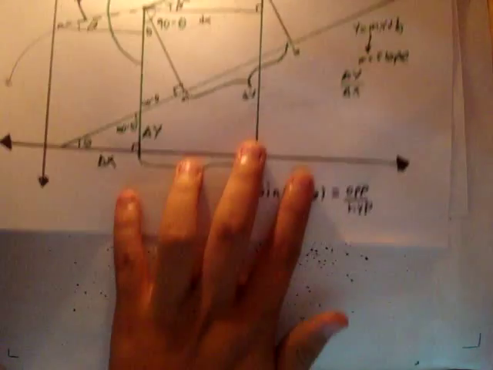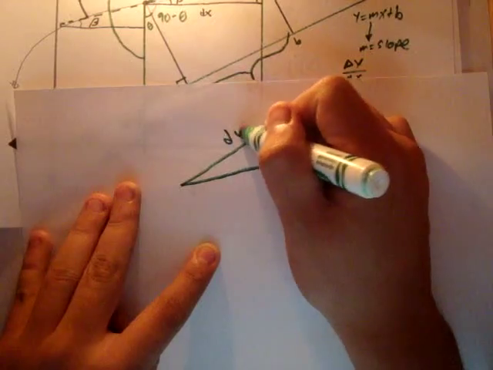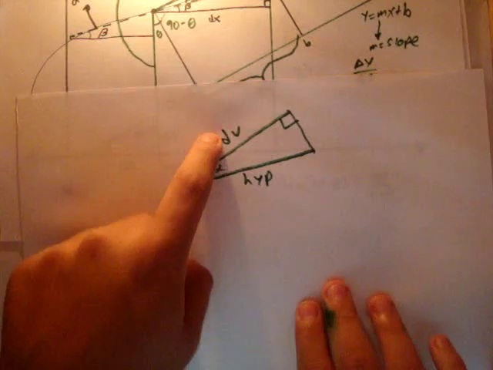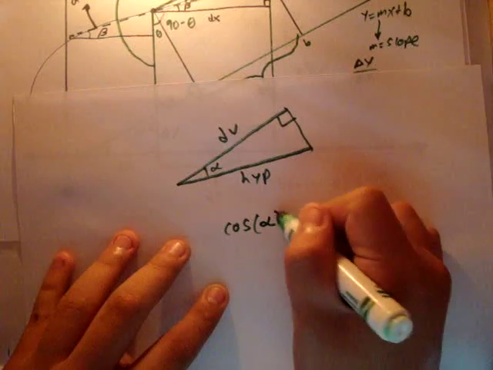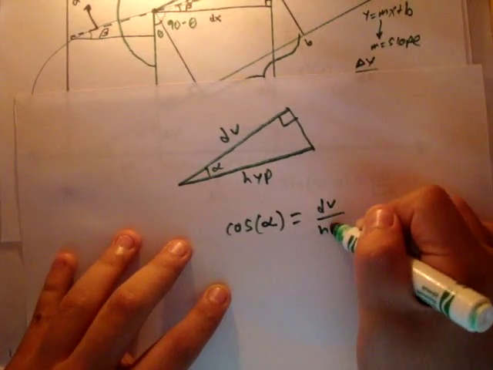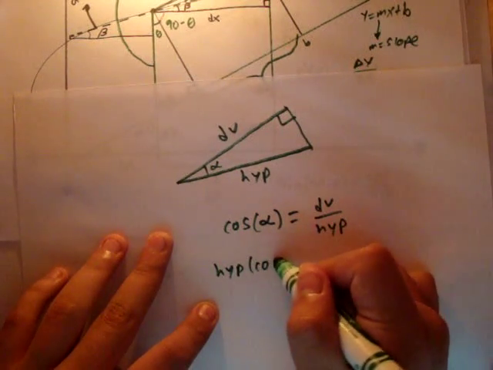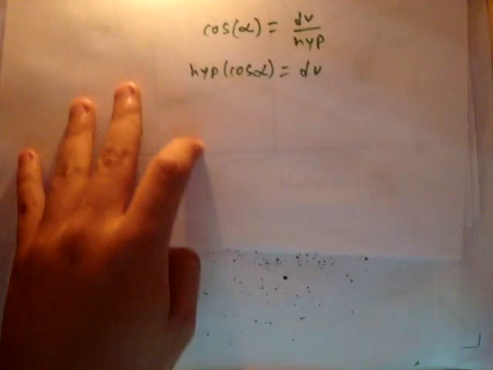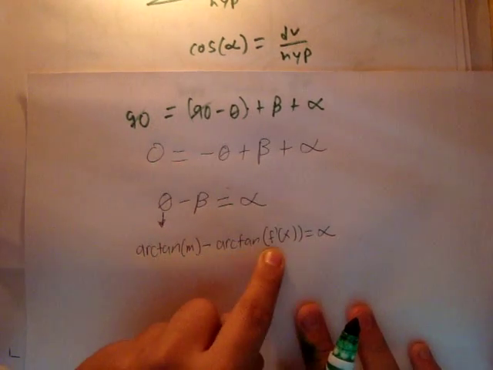If I draw the triangle right here, it looks something like this. 90 degrees right here. This is dv. This is alpha. And remember, if you want to find a relationship between this leg and hypotenuse, I'll simply write cosine alpha equals dv over hypotenuse. I want to isolate dv. Move hypotenuse. Hypotenuse times cosine alpha equals dv. Now, what is cosine alpha? Well, remember, alpha simply equals arctan m minus arctan f prime of x.